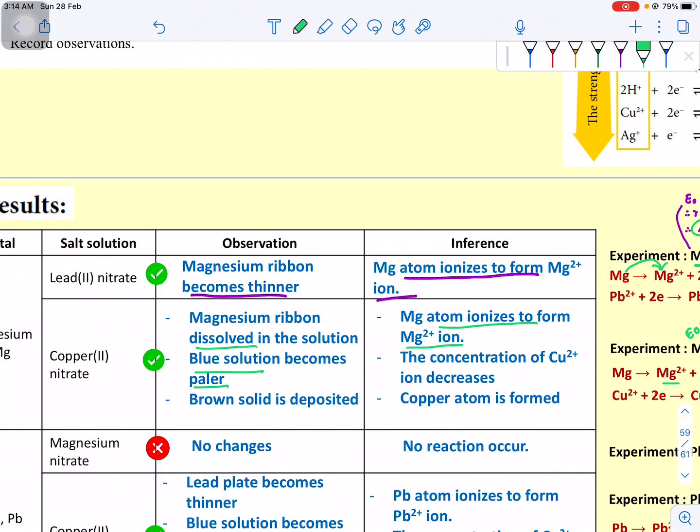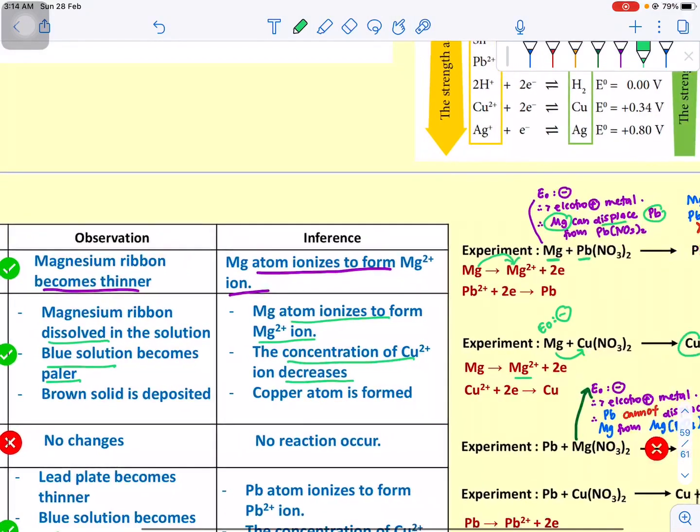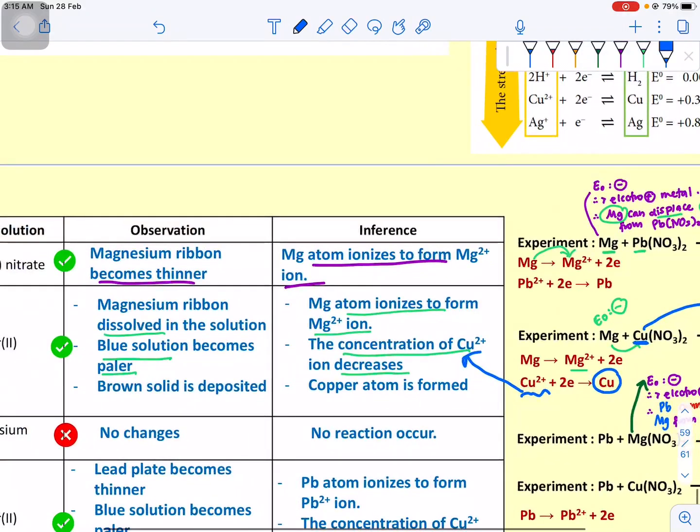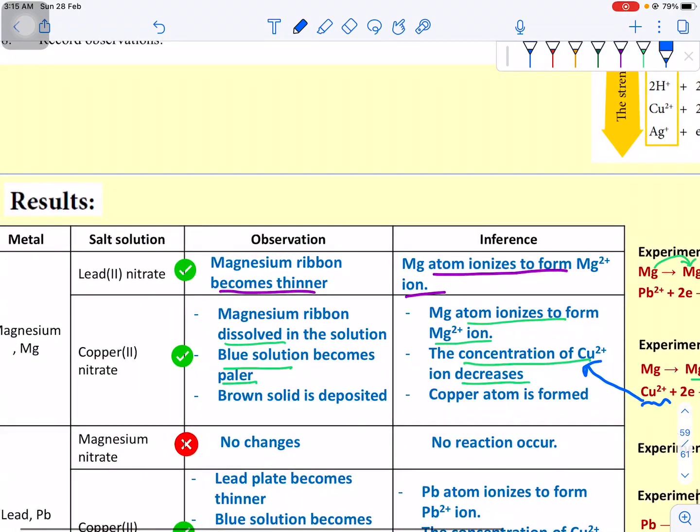When we are talking about the blue solution, meaning that we are talking about concentration copper(II) ion. Kenapa decrease? Sebab asalnya dia adalah Cu nitrate. Okay, copper(II) nitrate. So dia tukar menjadi Cu. Cu ni bukan copper(II) ion, dia adalah copper atom. So lama kelamaan daripada Cu2+ jadi Cu, makin lama makin sikit Cu2+. So we say that the concentration Cu2+ decrease, menyebabkan the blue color become paler.